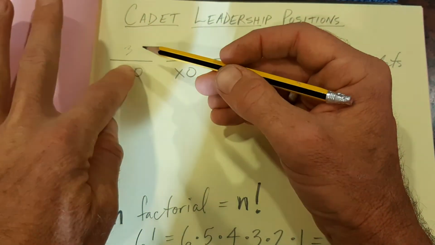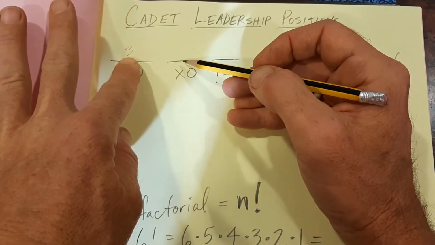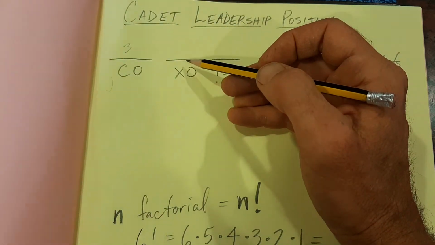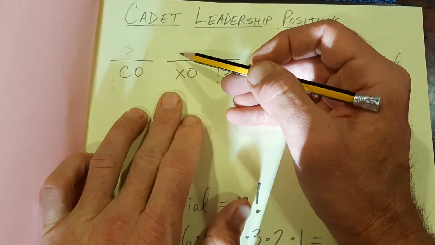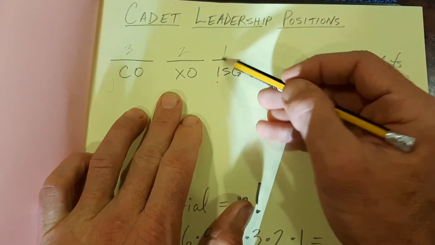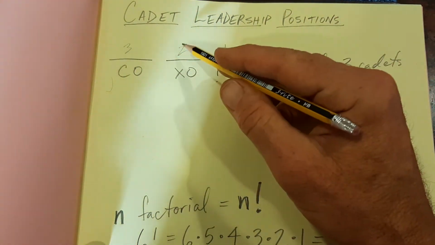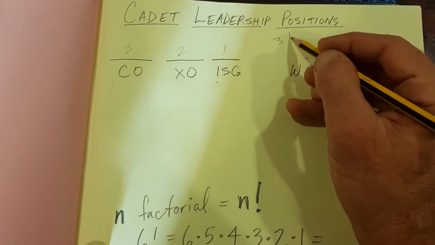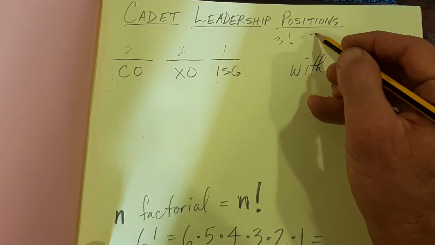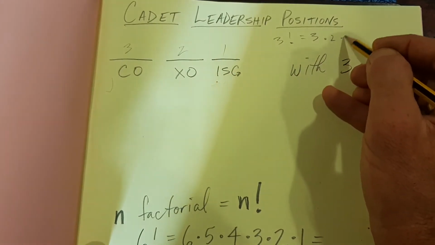Then, since I've assigned somebody company commander, for executive officer I've only got 2 choices. And this is called, the way we call this, 3 times 2 times 1, that'd be 3 factorial equals 3 times 2 times 1.